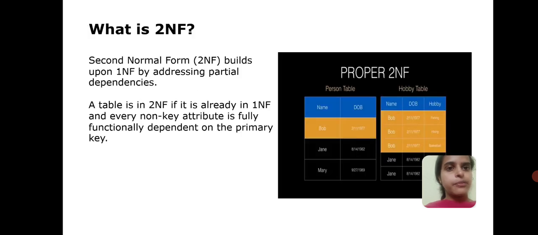What is 2NF? Second normal form builds upon 1NF by addressing partial dependencies. A table is in 2NF if it is already in 1NF and every non-key attribute is fully functionally dependent on the primary key.